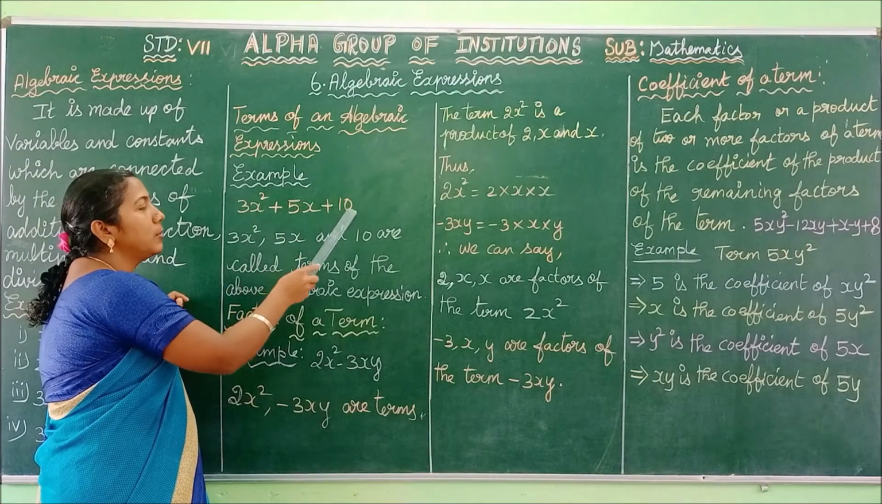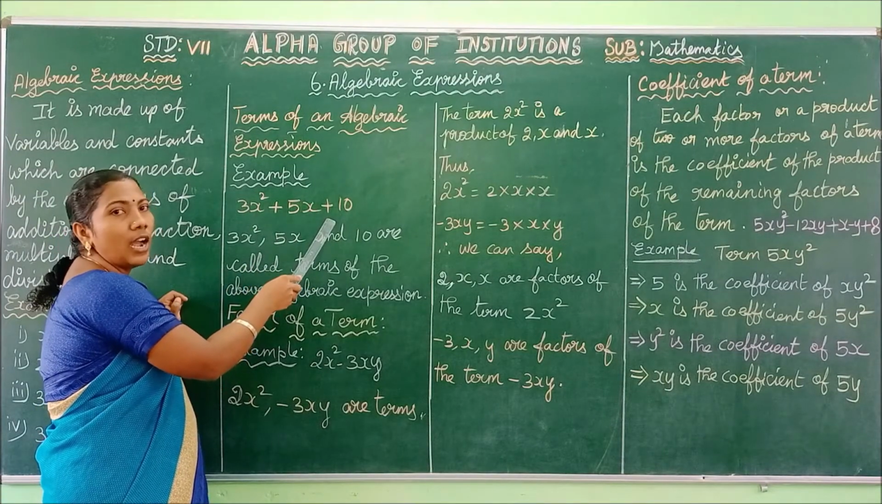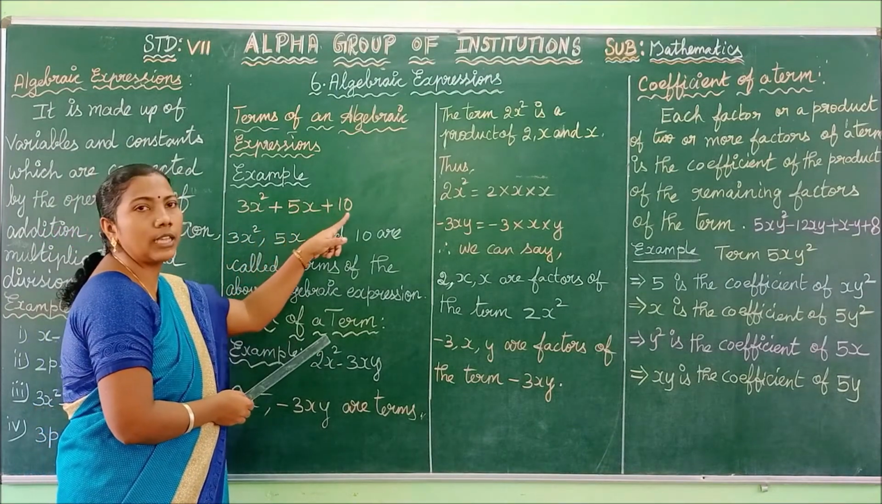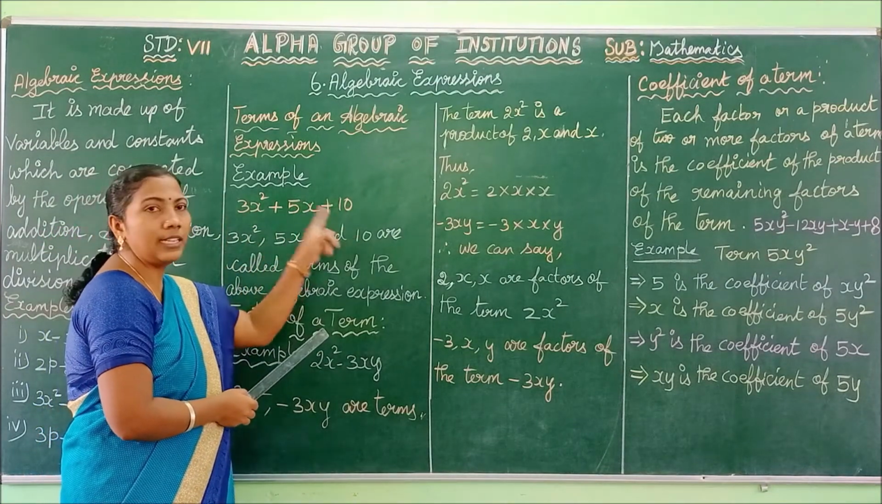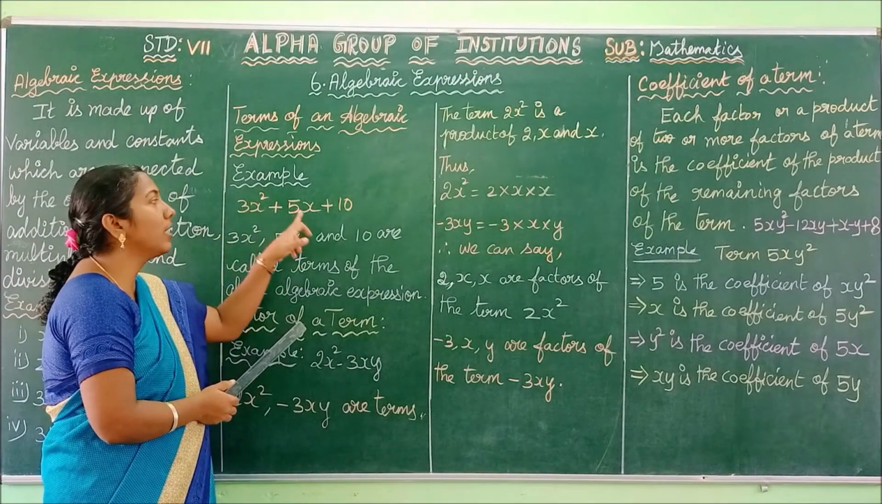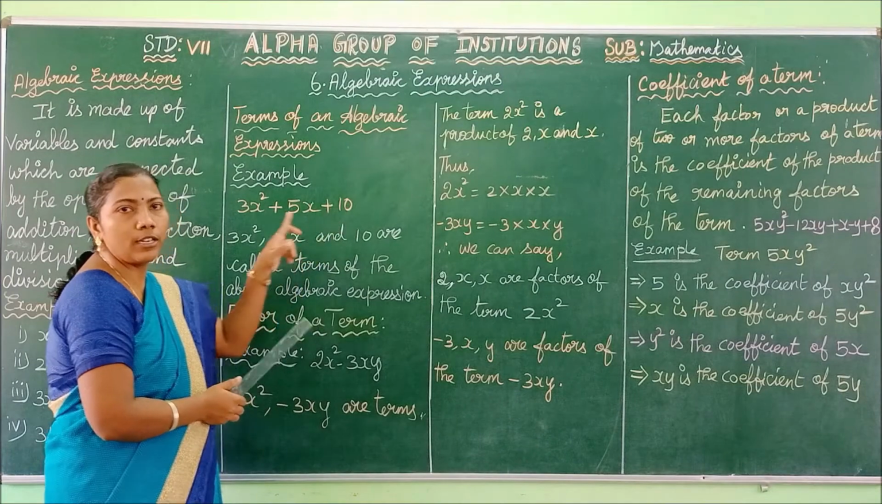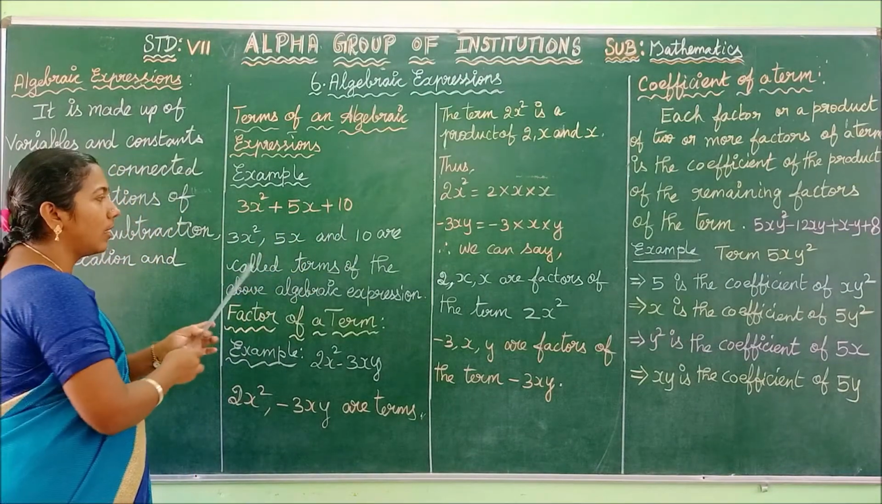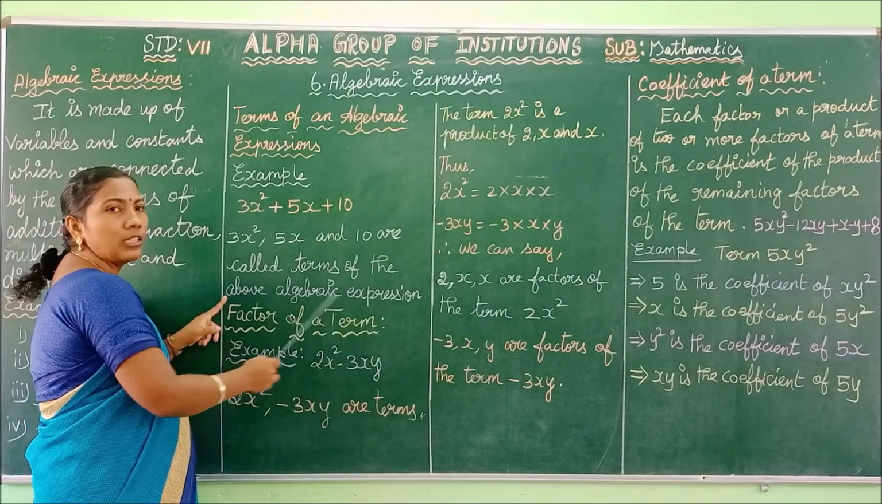And these three terms are connected by the operation addition. That is, 3x square plus 5x plus 10. Thus, this expression contains three terms. The terms are respectively 3x square, 5x and 10. Do you understand, children? 3x square, 5x and 10 are called the terms of the above algebraic expression.